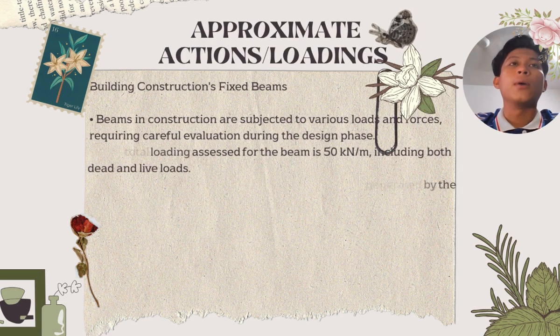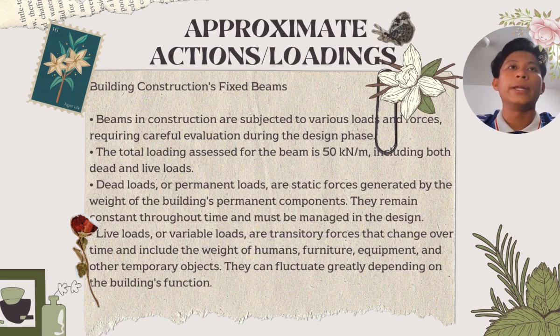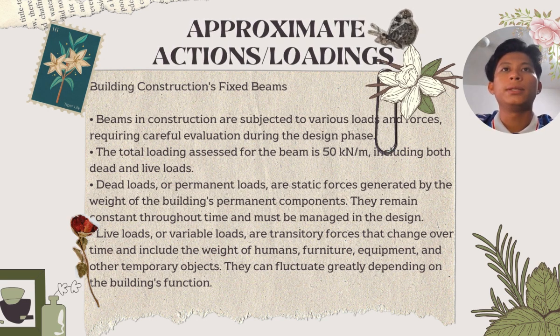For this slide, I will explain the approximate action and loading for this beam. Beams in construction are subjected to various loads and forces requiring careful evaluation during the design phase. The total loading for the beam is 50 kN per meter, including both dead and live loads. Dead loads, or permanent loads, are static forces generated by the weight of the building's permanent components. They remain constant through time and must be managed in the design.